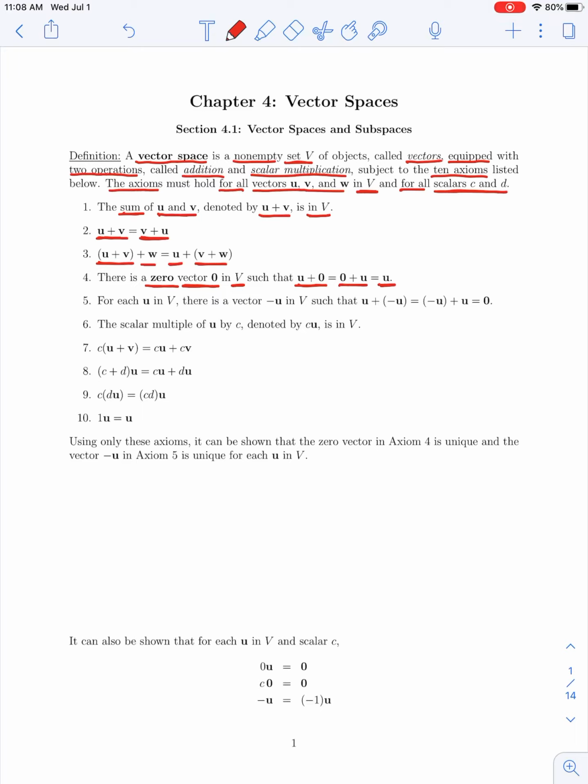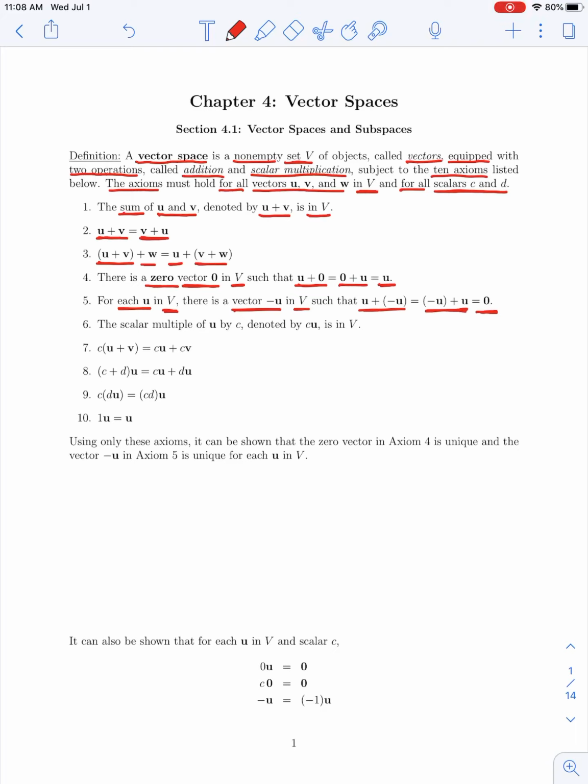Now, property 5 says for each vector u in the space V, there exists a vector denoted as negative u in the space V, such that the sum of u with the negative of u, regardless of the order of our sum, would get us back to the zero vector.